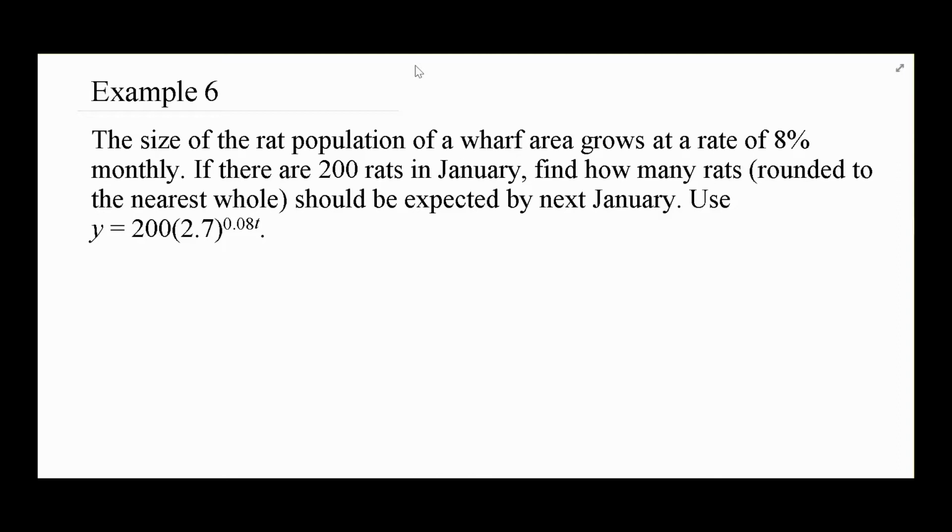The size of the rat population of a wharf area grows at a rate of 8% monthly. If there are 200 rats in January, find how many rats, rounded to the nearest whole, because we don't want portions of a rat, we should expect by next January. And use the equation 200 times 2.7 to the 0.08t.